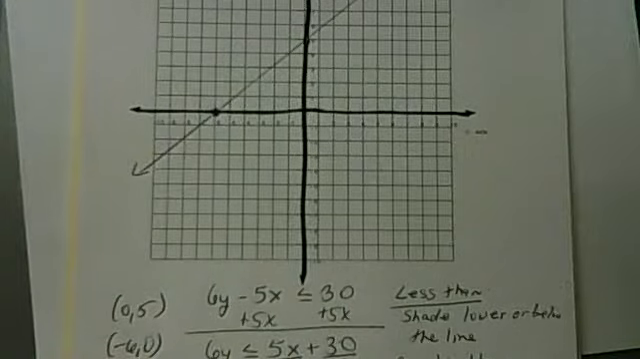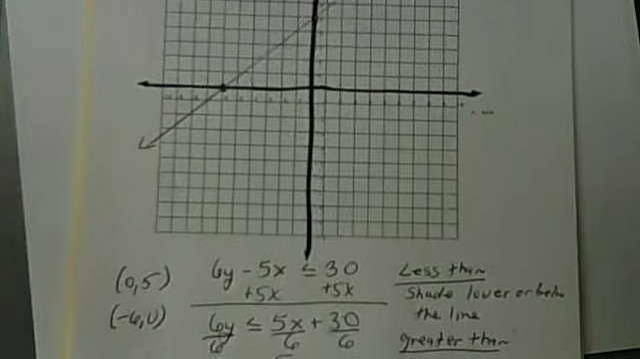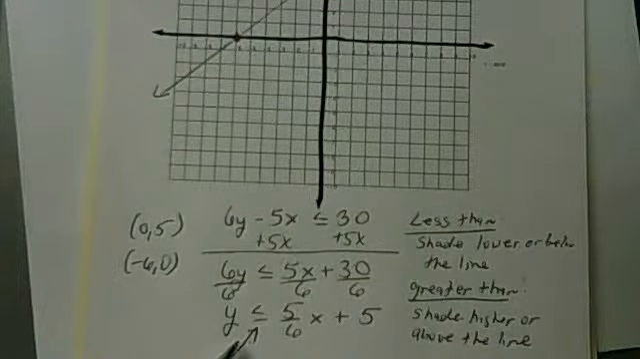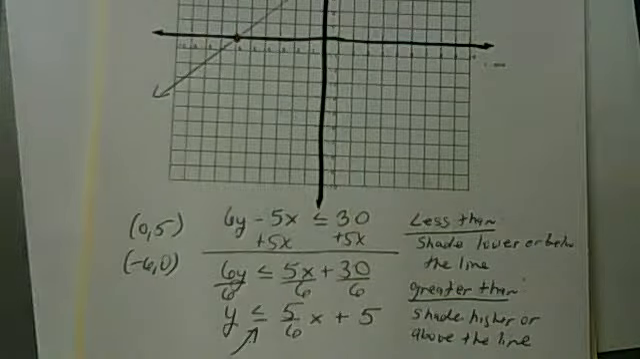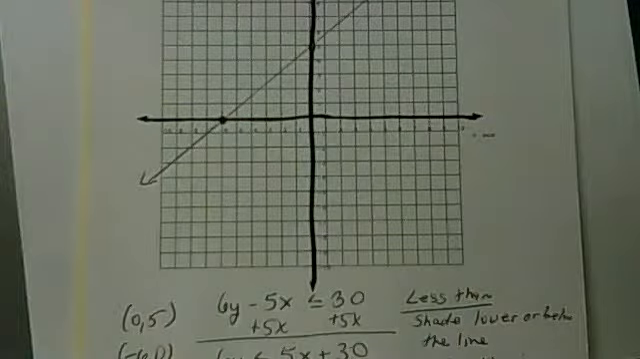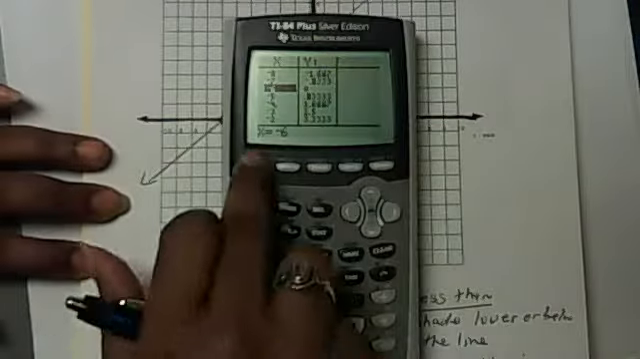Now the last question is, where are we going to shade? Because we have to shade for an inequality. Remember, I told you that in our inequality we had a less than sign. Less than means shade lower or below the line. So you have to figure out, what do you think is below the line? So this is below the line, but if you want to use your calculator, you can also use your calculator, as long as you know that you're supposed to be shading lower.